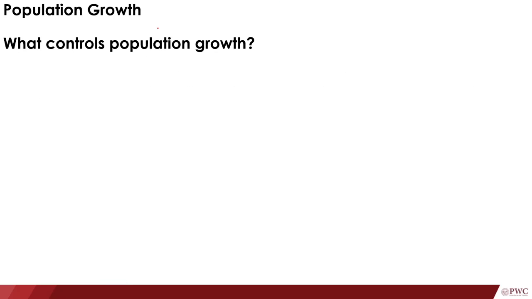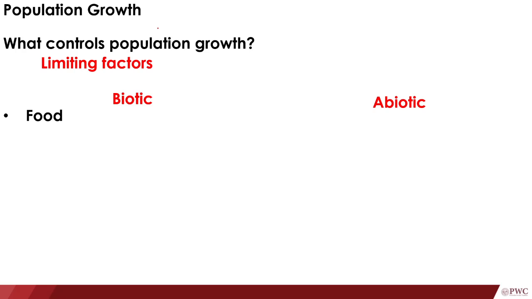Now, what controls population growth? This can be biotic or abiotic. Biotic factors are those influenced by living organisms. For example, food. Of course, food are also living organisms, like fish or plants. All of these are living organisms. Obviously, food limits the size of a population.